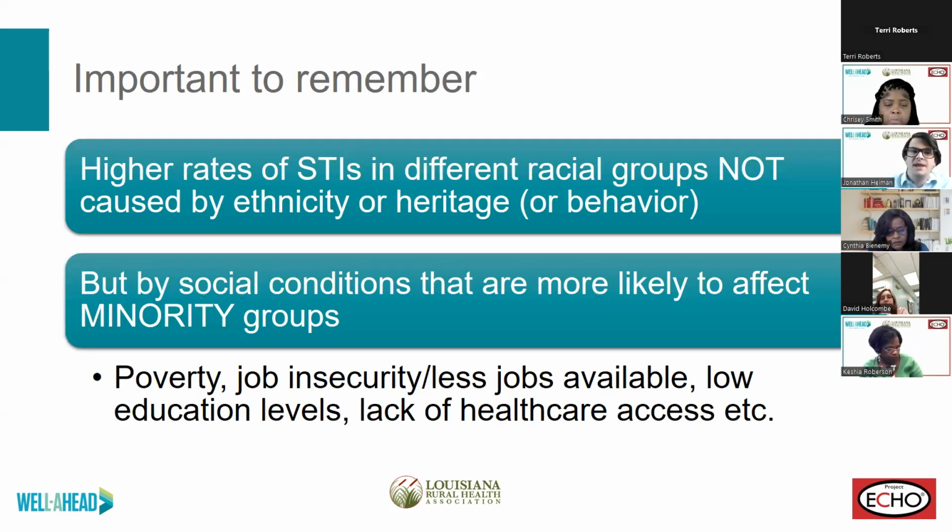Okay, and it's really important to remember when we're talking about equity that these higher rates of sexually transmitted infections in different racial groups are not caused by their ethnicity, their genetics, or their heritage, right? But they're due to social conditions that are more likely to affect these minority groups. So poverty, food insecurity, job insecurity, less jobs available, lower educational levels, things like that. Next slide, please.